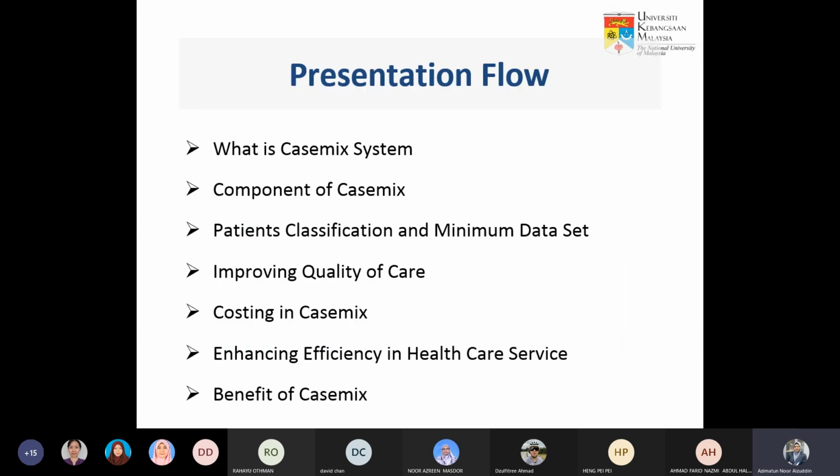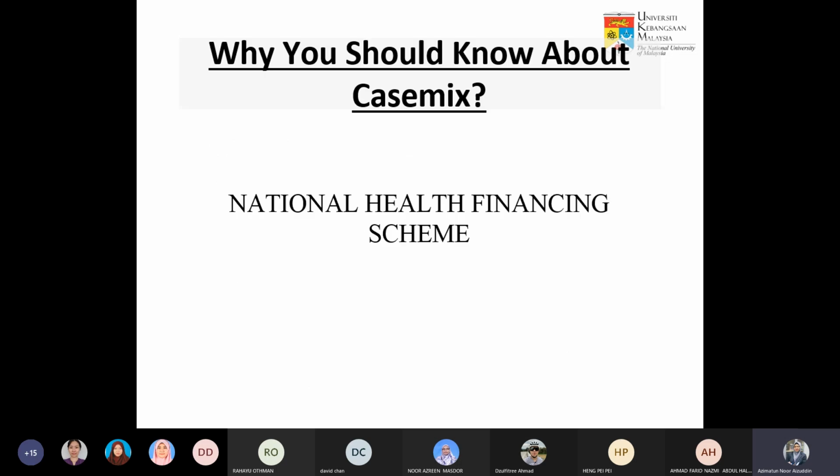So my presentation flow is actually what is the Casemix system, components of Casemix, patient classification and the minimum data set needed for the Casemix, improving quality of care, costing in Casemix, enhancing efficiency in the healthcare service, and also the benefits of the Casemix. Okay, first of all, why should you know about Casemix?